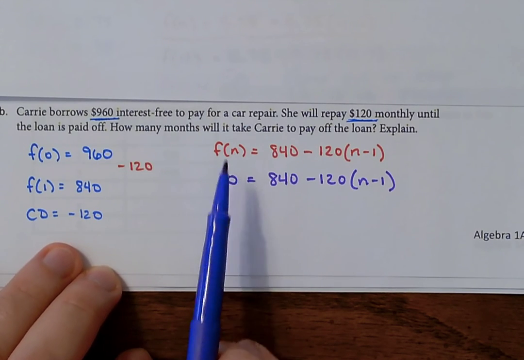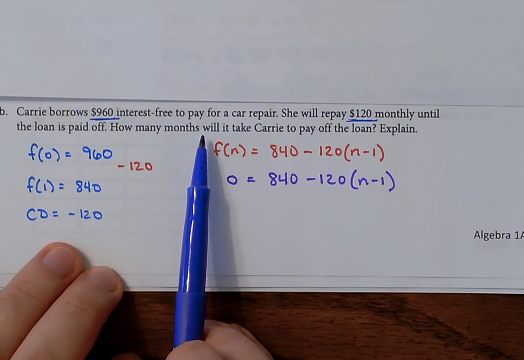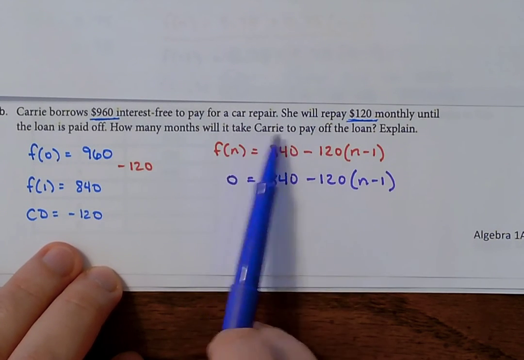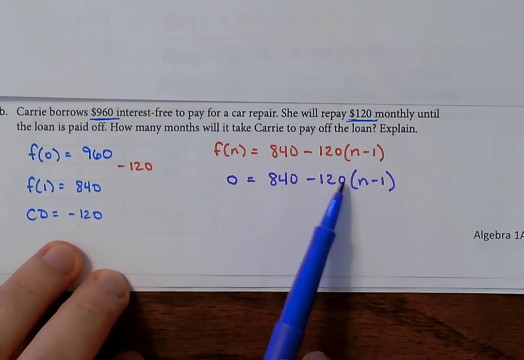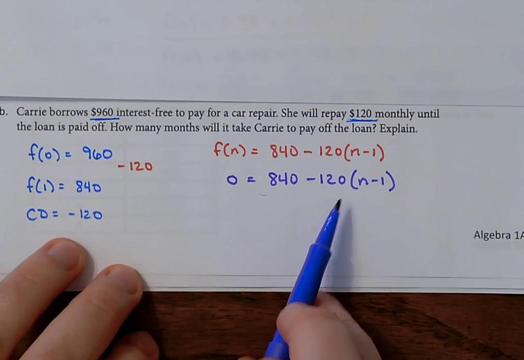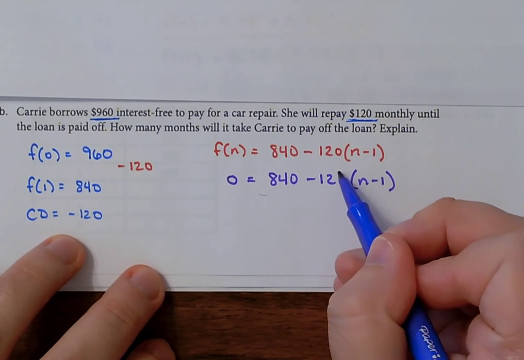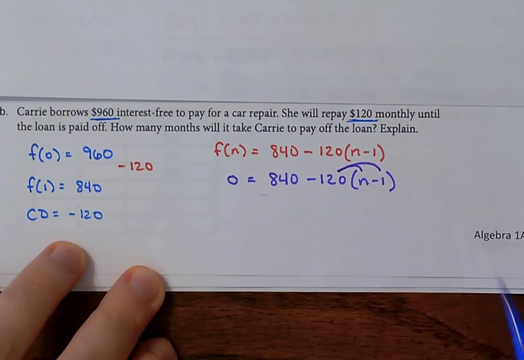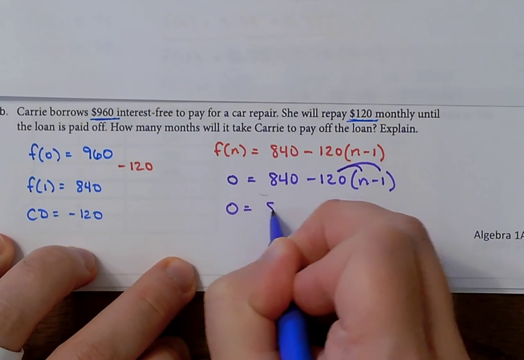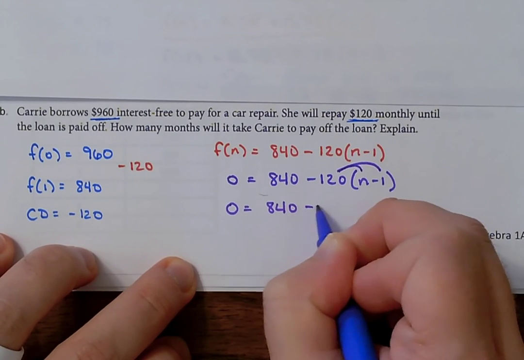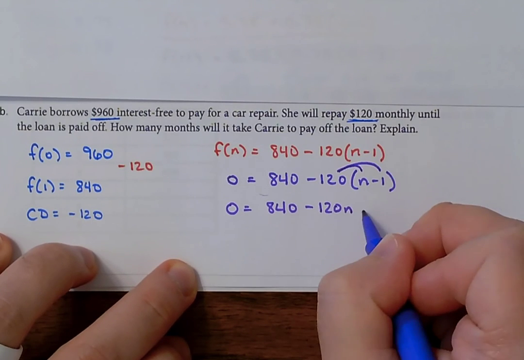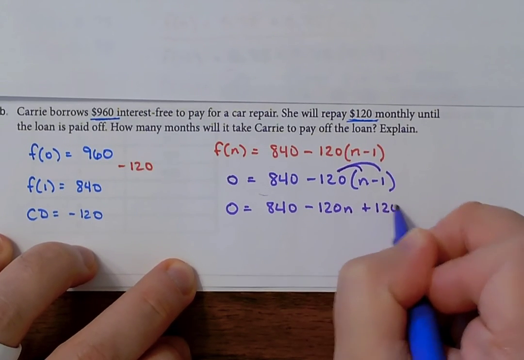And again, because they're not asking me to determine the value of f of 7, there's nothing about f of 7 or f of whatever term, I don't know what term to plug in, so we need to figure it out. So your first step in solving this is to go through and distribute this negative 120 to n and negative 1. So when I go through and distribute, we get 0 equals 840 minus 120n, and then negative 120 times negative 1 is positive 120.